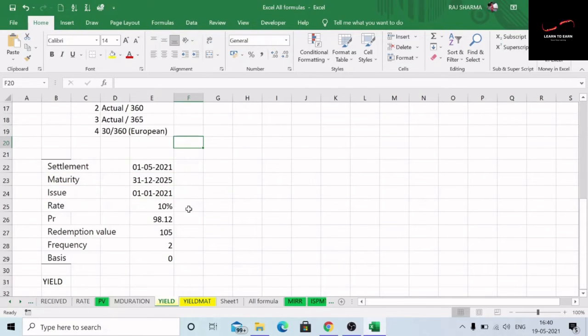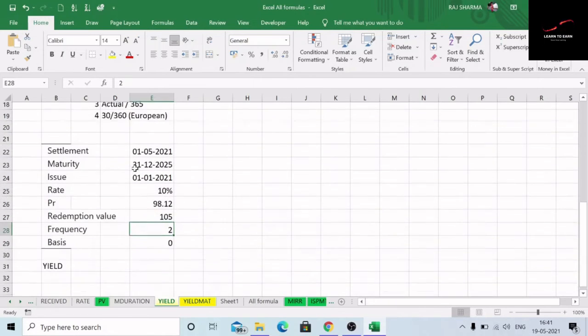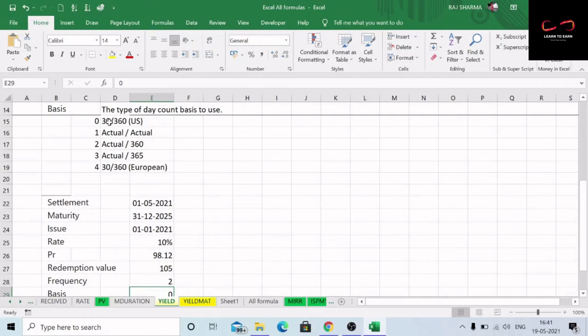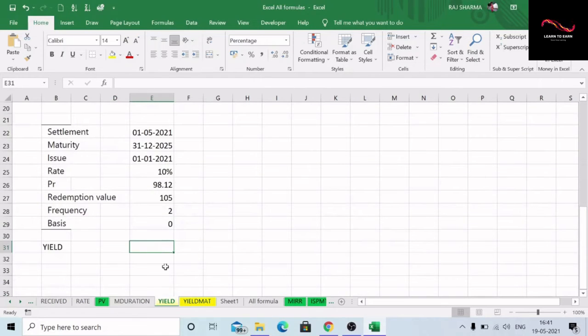Then coupon rate is 10%, and the price at which the present buyer acquired on settlement date is 98.12. Redemption value of this bond on maturity date will be 105. Coupon payment frequency is half yearly, that is 2 we have taken, and the basis is we are taking 30 by 360, that is the US convention.